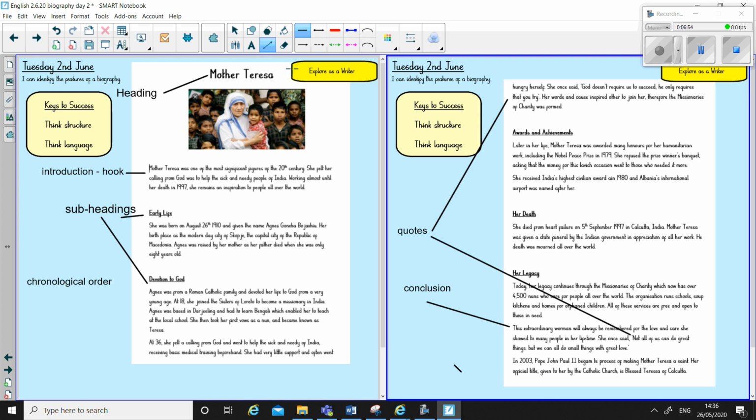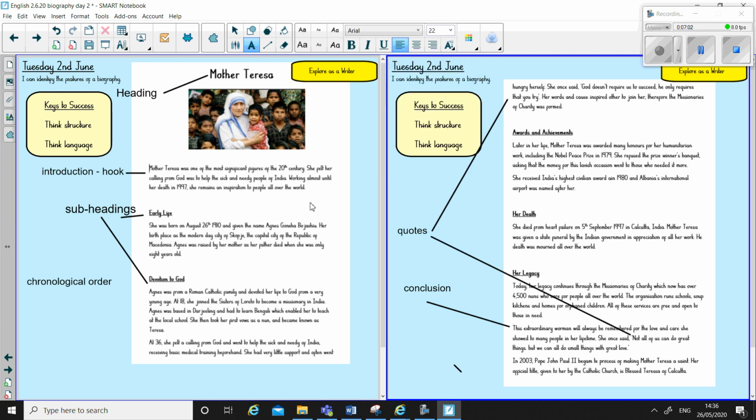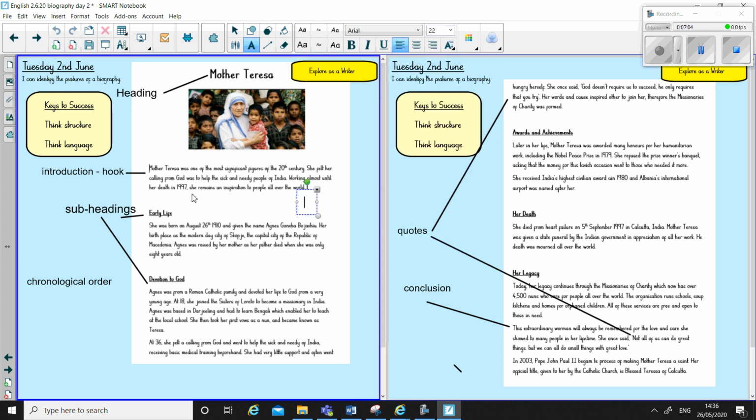In terms of language, did you find any language devices in there? I wonder if I can do these in a different colour. What tense did you find? If we've got verbs like was, one of the most significant, was born, was raised, took, felt. Which tense is that? Is it the past tense? Our verbs are all in the past tense. Lots of past tense verbs there, like was, and some of these took. Take would be present tense, wouldn't it?